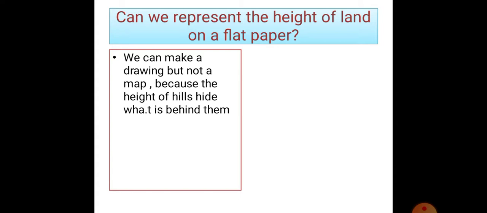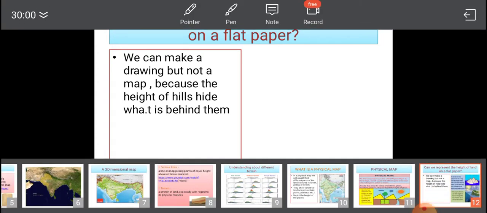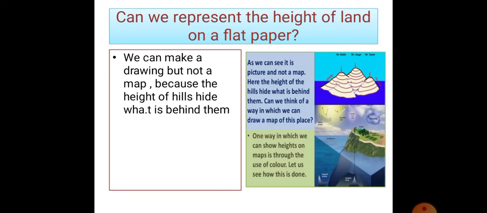How do we represent height on land? On a flat paper, is it possible? No. See, we can draw it, as I told you now, but will you be able to know or measure the height? No. For that, we need to have a map. Because of the height of the hillside, whatever is behind them will be hidden. So can you see this? Yes. See the above one, you can't see what is there behind it. But when you have a map which is showing heights, etc., you can see what is there as well.